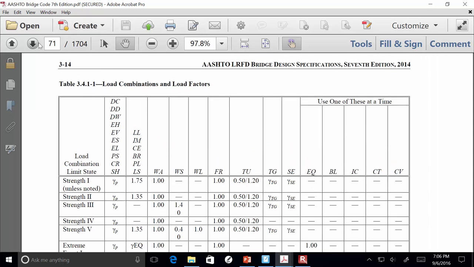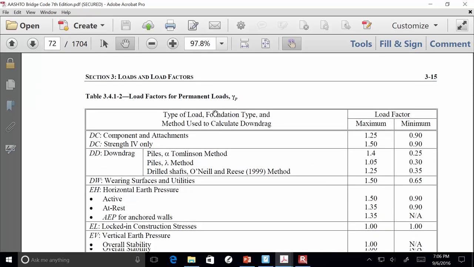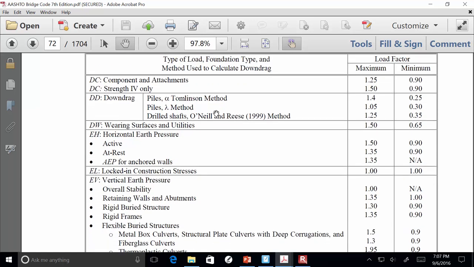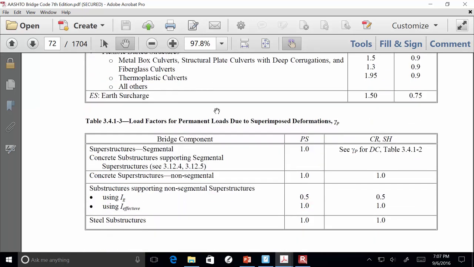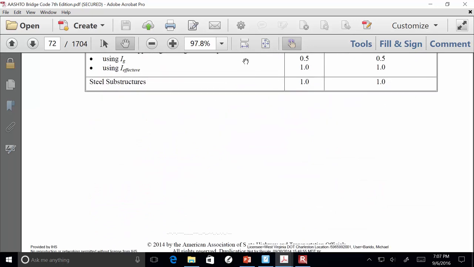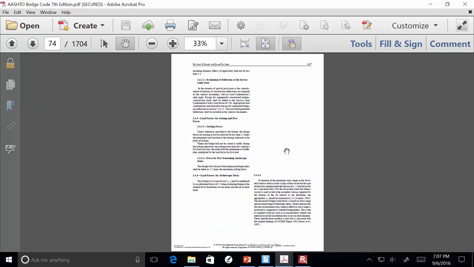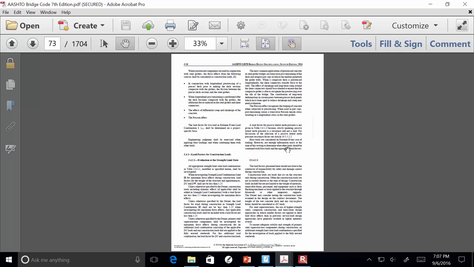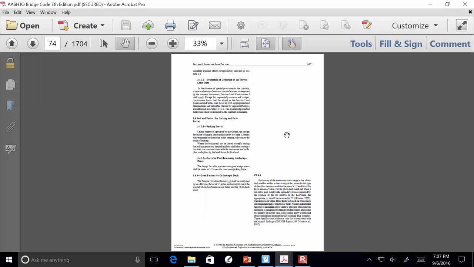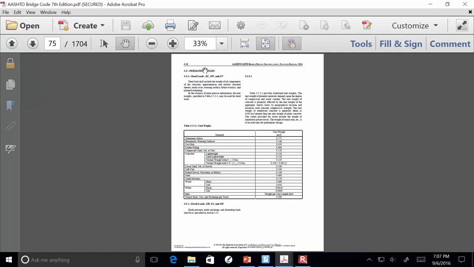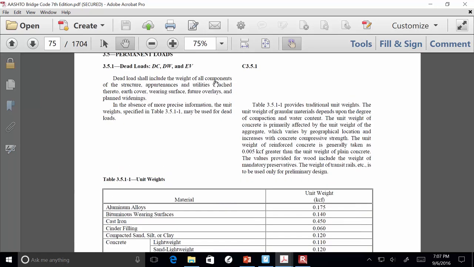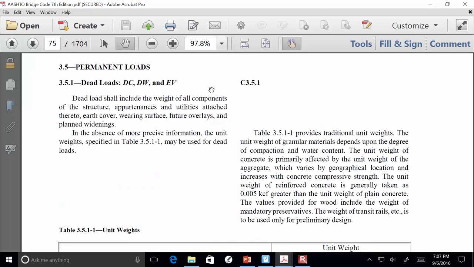All right. If we go to the next page, that's where we got the permanent load factors and what have you. This is, you know, where those dead load factors come from. Let's see. Past that, some stuff on load factors for construction loads. I'm going to skip over that pretty quickly. I want to get into starting right here, 3.5. Okay, so this should be new.